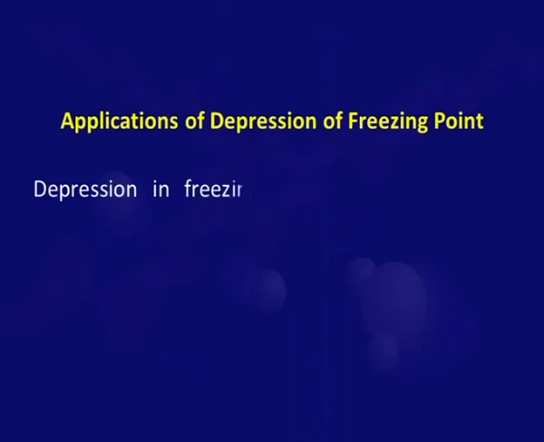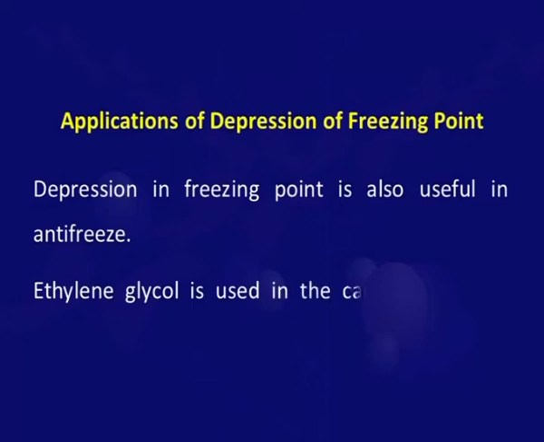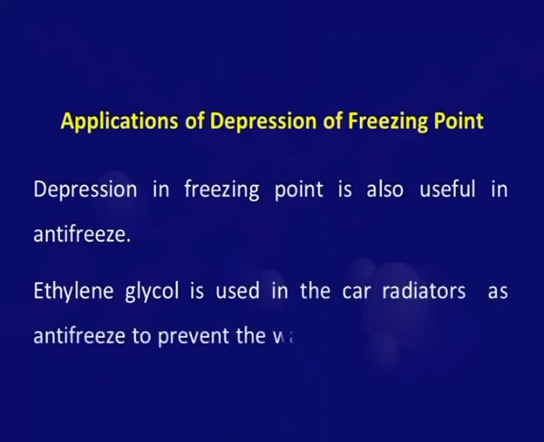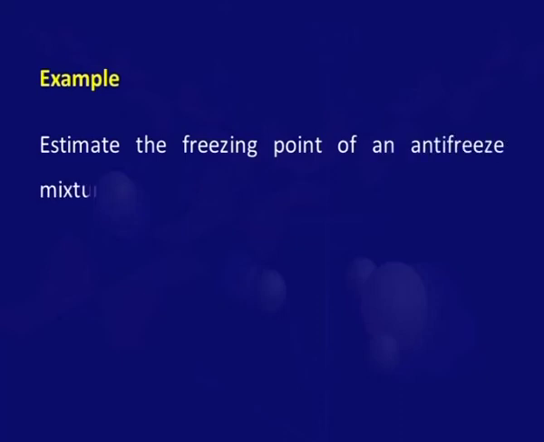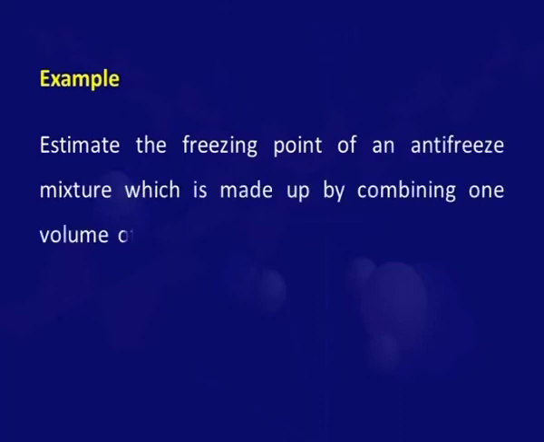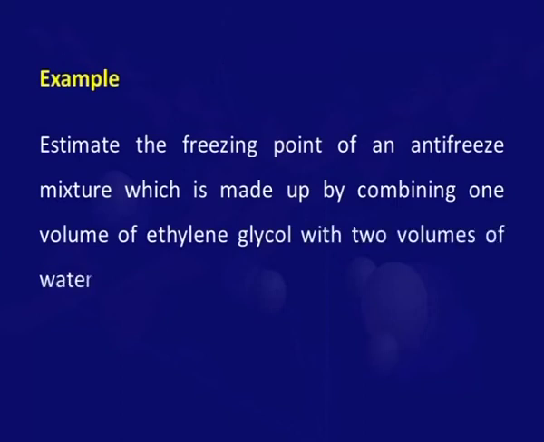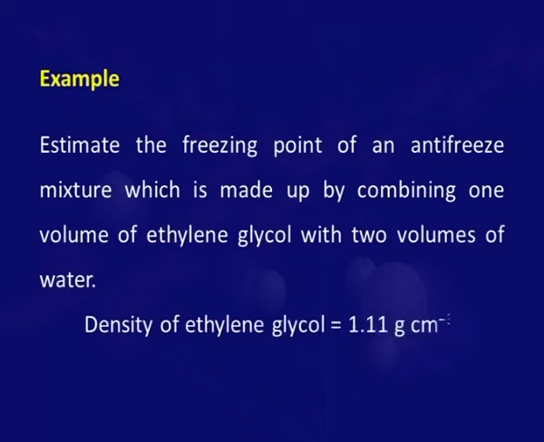Depression in freezing point is also useful in antifreeze. Ethylene glycol is used in car radiators as antifreeze to prevent the water from freezing. There is an example in which we are using ethylene glycol as an antifreeze. Estimate the freezing point of an antifreeze mixture which is made up by combining 1 volume of ethylene glycol with 2 volumes of water. Density of ethylene glycol is given as 1.11 grams per cubic centimeter and molecular mass is also given as 62.